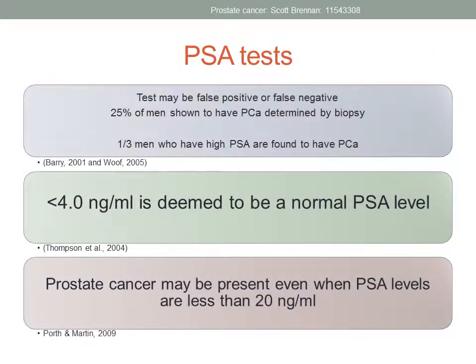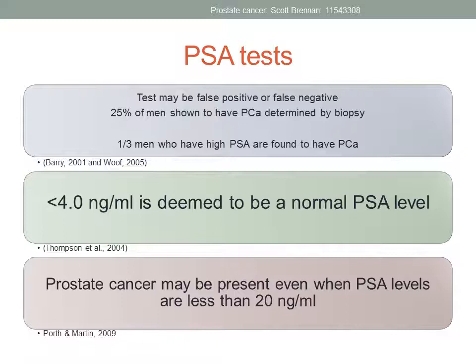There are several limitations to the PSA test. A PSA test may give either false positive or false negative results. Most men who have elevated PSA levels turn out to not have prostate cancer. Only about 25% of men who have a prostate biopsy following high PSA levels turn out to have prostate cancer.